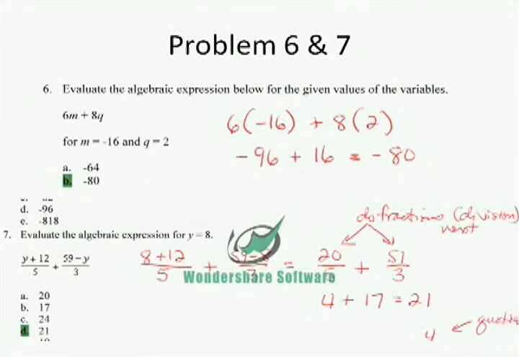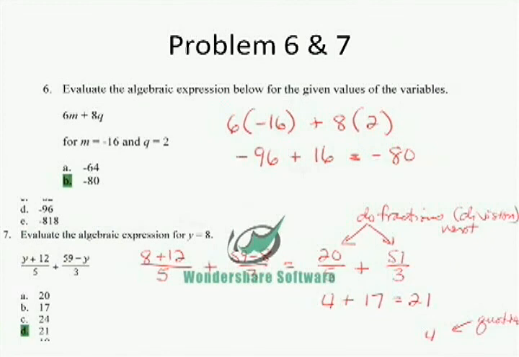In number 7, again, it has an algebraic expression. It says y is 8. So any place in the problem where you see y, replace it with an 8. That's really all it means. So in the problem it says y plus 12 divided by 5 as a fraction. You would write 8 plus 12 divided by 5. Then the second part where it says plus 59 minus y divided by 3, you would write plus 59 minus 8 divided by 3.